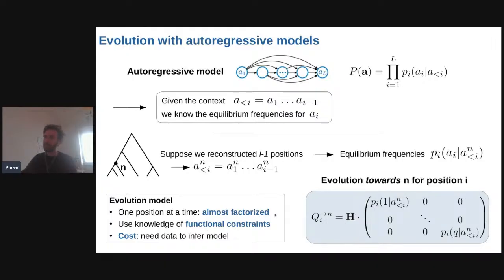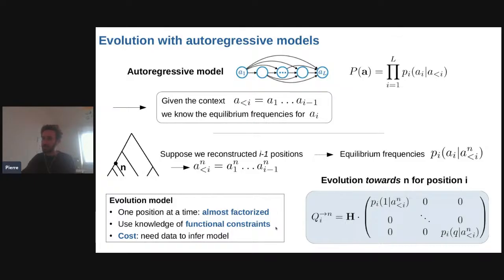And this has two important advantages. The first is that you still reconstruct one position at a time. So I'm going to do position 1, which is independent of all of the others, and I use the algorithm that I've described before. At this point, I have reconstructed the state on the whole tree for position 1, and so I go on to position 2, and so on. This way, I'm always dealing with just one site at a time, and so with only an alphabet of 20 amino acids.